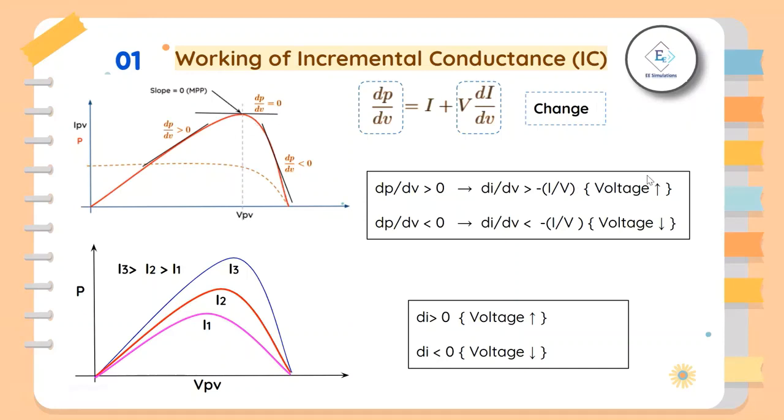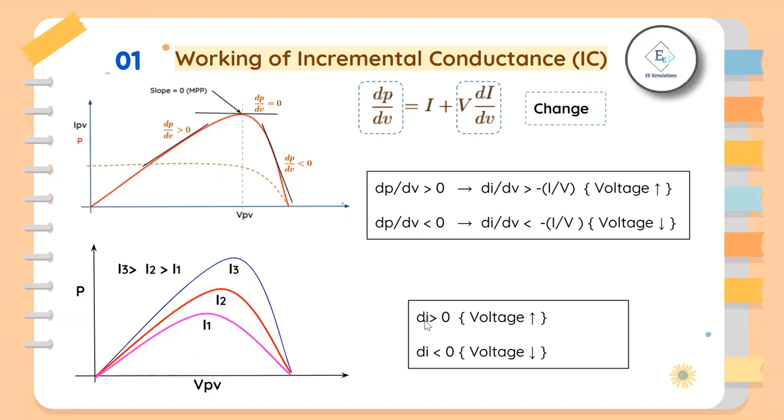So that is the main concept behind incremental conductance, because irrespective of any converter, maybe buck converter, boost converter, or Cuk converter, we always increase the voltage and decrease the voltage with respect to dP/dV and dI/dV.